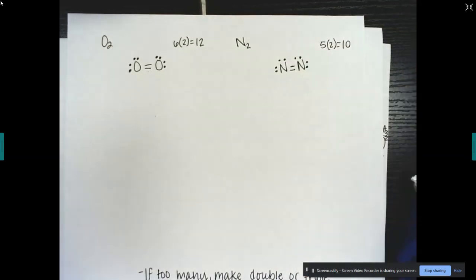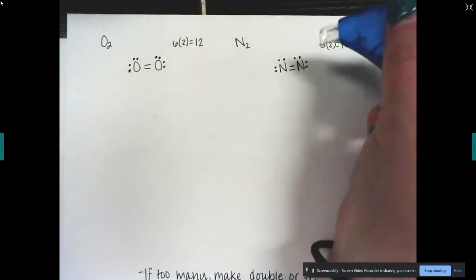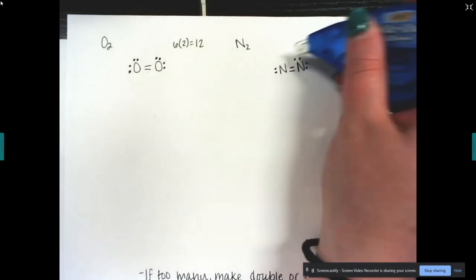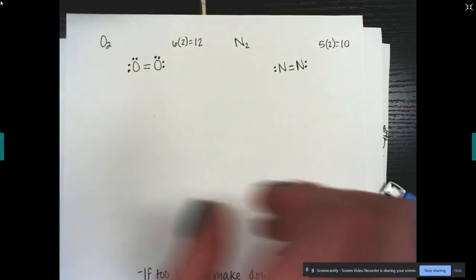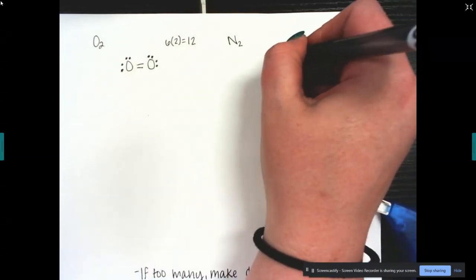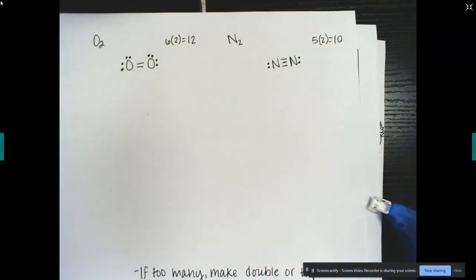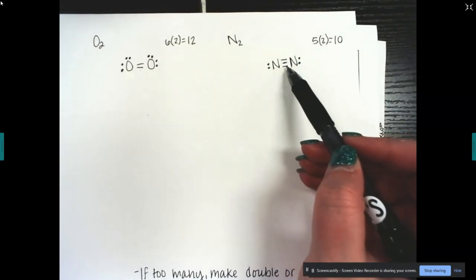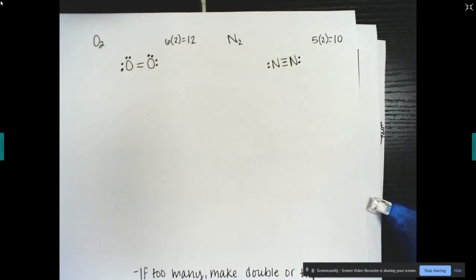Does that give me 10? Nope, that's still 12. That's still too many. So then erase another pair from each atom. And now we can make a triple bond. And so then 2, 4, 6, 8, 10. Okay.